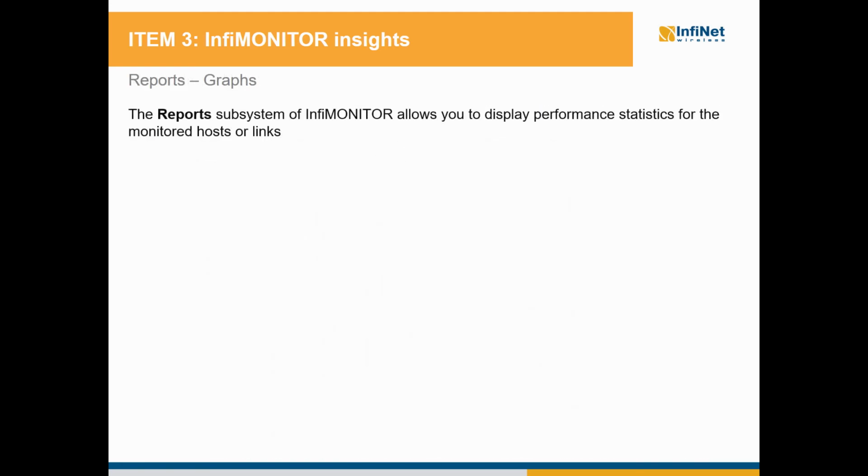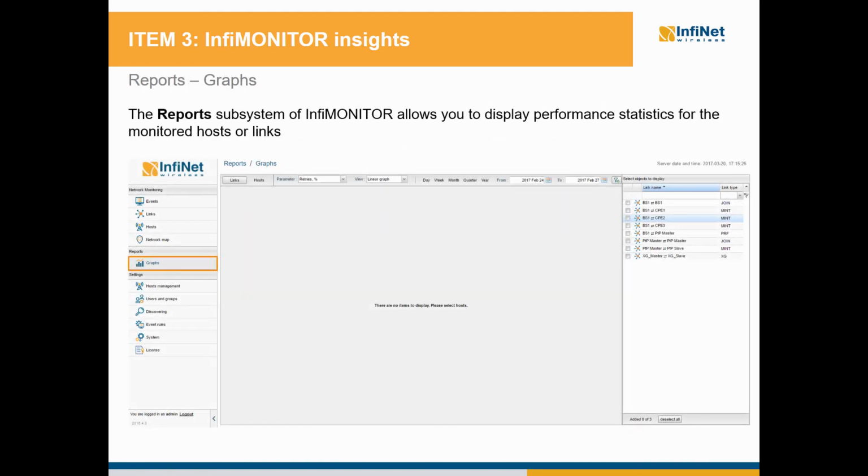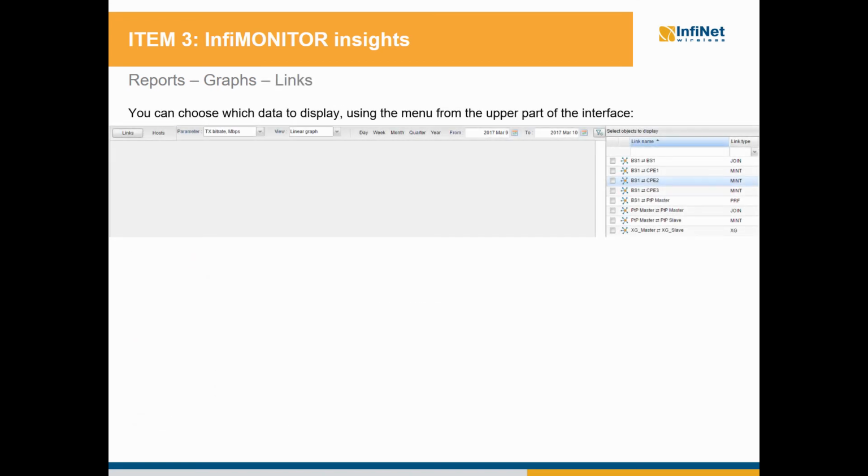Moving on to the report section, where you can use the statistics data stored by InfiMONITOR to make graphs and data tables in order to analyze the performance of your wireless network. You can choose which data to display using the menu from the upper part of the interface. So first, you have to choose between links and hosts. I will choose links for the first example. Then you have to select one of the available link performance parameters: TX bitrate, TX power, RX load, link load, current level, and retries. And I will choose TX bitrate.